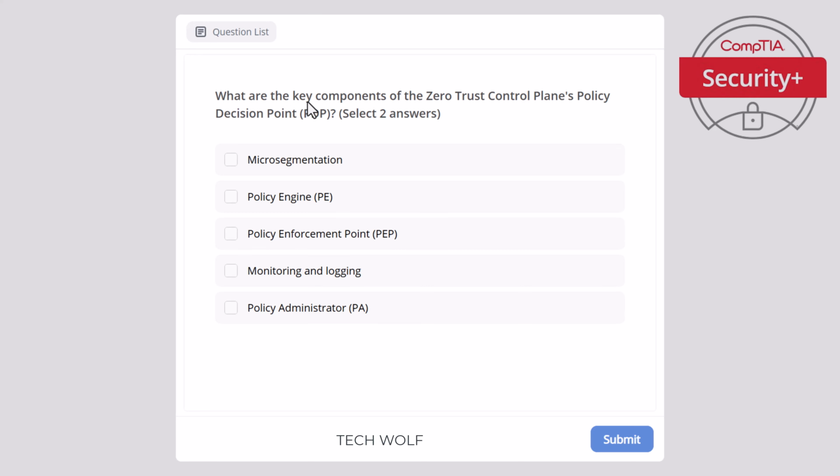What are the key components of the Zero Trust Control Plane's Policy Decision Point, or PDP? Select two answers: microsegmentation, policy engine or PE, policy enforcement point or PEP, monitoring and logging or PA. And here the correct answers are policy engine or PE and policy administration PA.